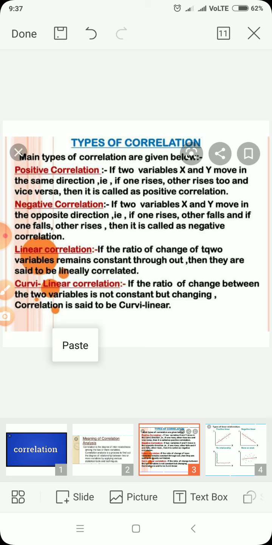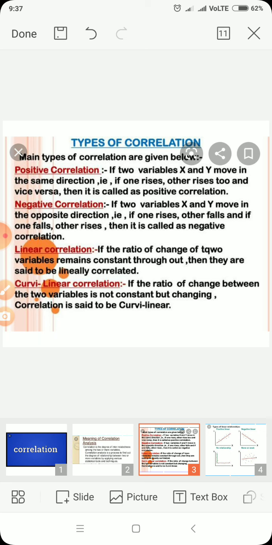Then we have linear correlation. When two variables change in a constant proportion, that means the ratio of the change of the two variables remains constant throughout, then they are said to be linearly correlated. Clear? That means if one is changing by 1 unit, the other one is also changing by 1 unit. That means the ratio of change of the two variables is constant.